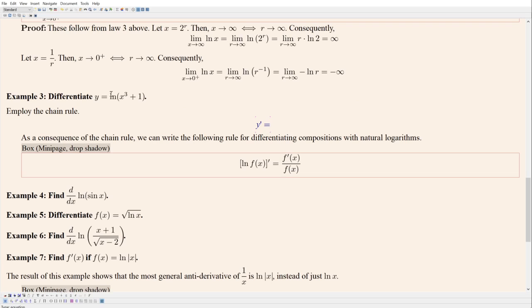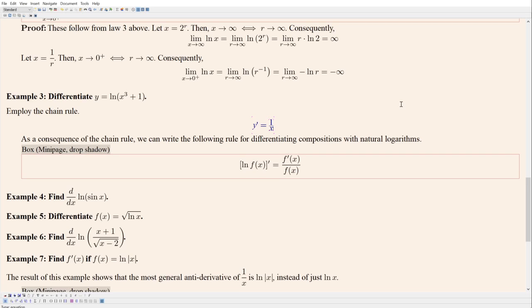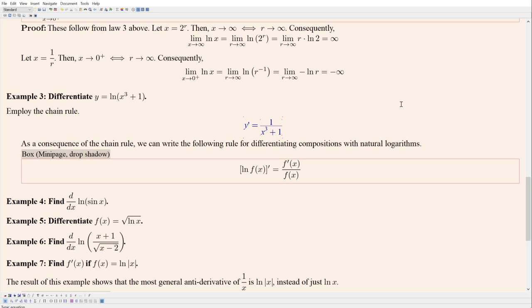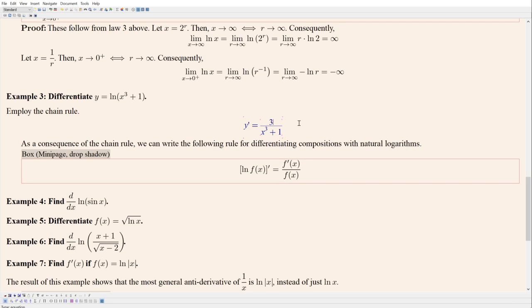First off, differentiate the log. That just produces 1 over whatever was inside. So in this case, that's 1 over x cubed plus 1. But then by the chain rule, we have to multiply that by the derivative of x cubed plus 1, which is 3x squared. I may as well just put that on the top of the fraction here.